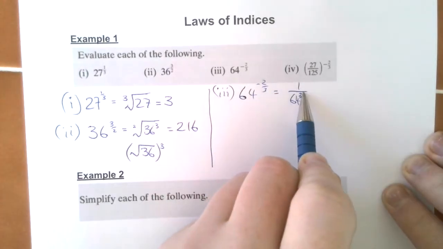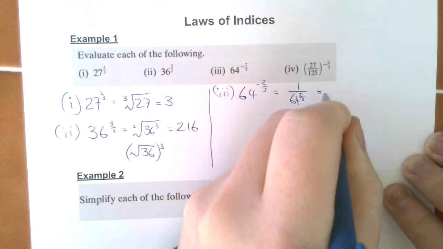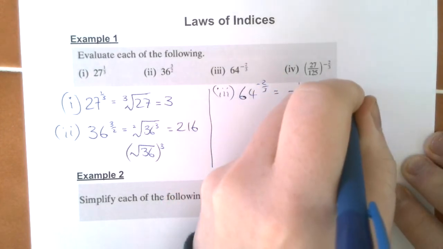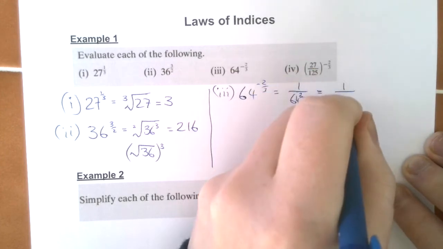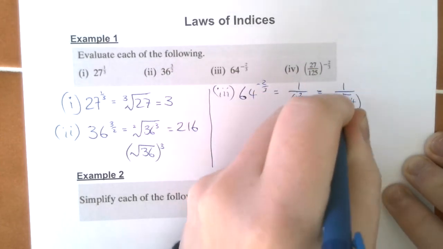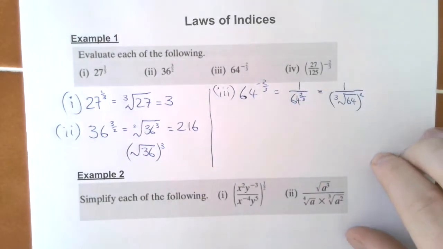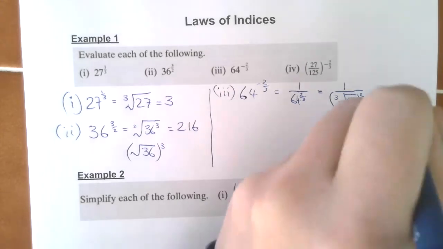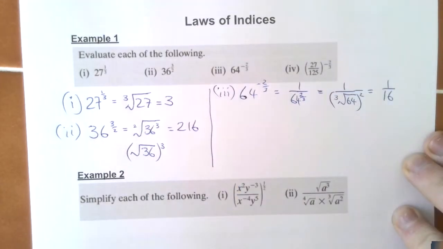Then the next part we're going to simplify is the middle. Using the same kind of logic, it's going to be equal to 1 over the cube root of 64 squared. Now the cube root of 64 is 4, and then squaring 4, it's going to be 1 over 16.